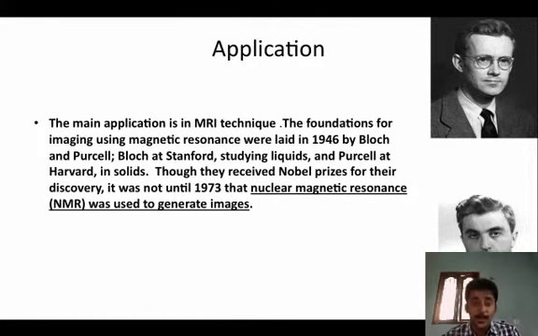The main application of the magnetic resonance sensor is the MRI technique, magnetic resonance imaging. So who found this technique? This was found by two people, Bloch and Purcell. But these two persons just laid the foundation for magnetic resonance imaging. They were not able to explain the way of imaging non-metallic objects, which is done by nuclear magnetic resonance, NMR, which was used to generate images from human bodies and other cellular objects.